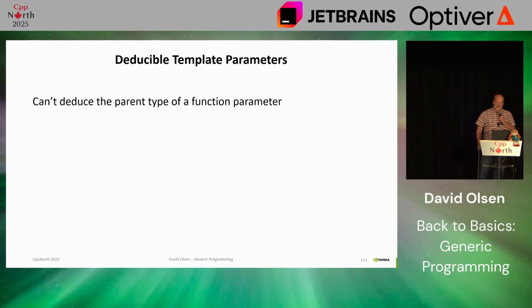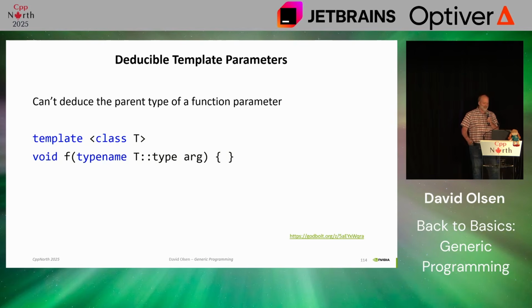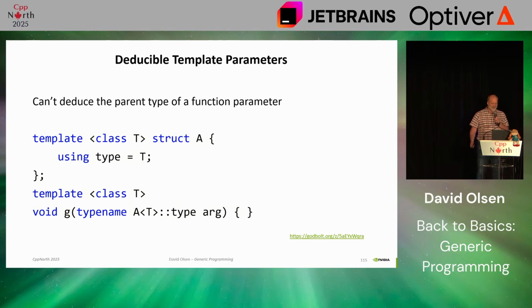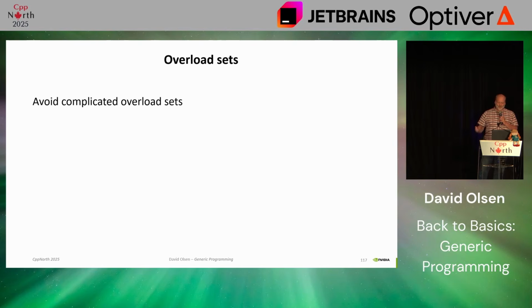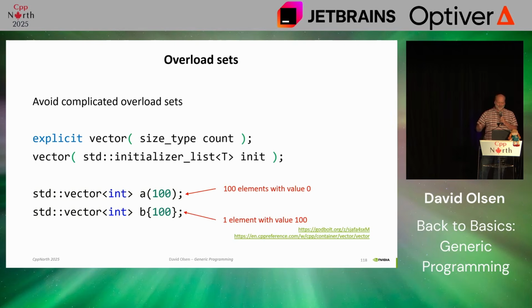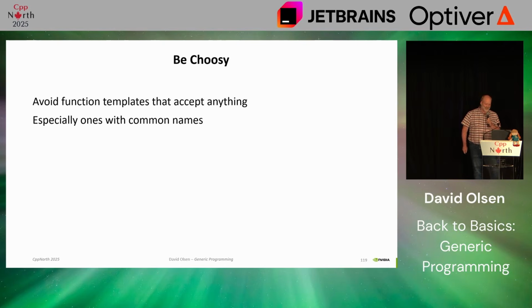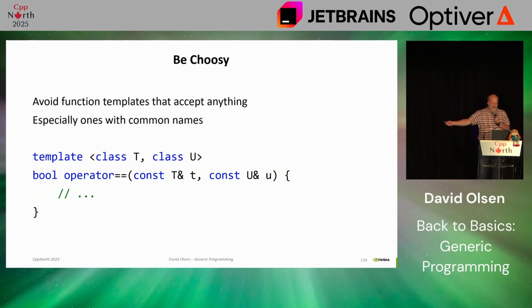The compiler can't deduce the parent type of a function parameter. This one is pretty obvious. Why not? This one is more subtle, but it's still not deducible. Avoid complicated overload sets. std::vector is an example of what not to do. Avoid function templates that accept everything. This is really bad. It will match more calls than you want it to.